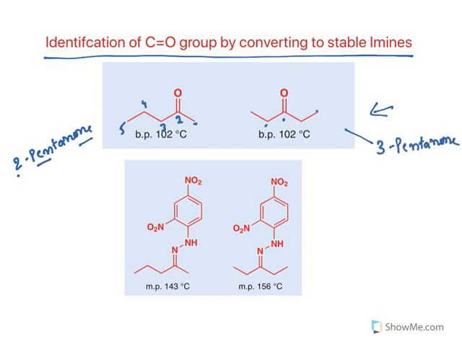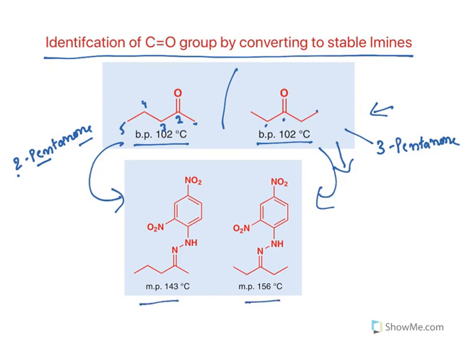Look at them. Both are two different compounds, but the boiling points are similar, differing by exactly 1 or 2 degrees. Usually, when the reaction is going on, the final product is ascertained with the help of boiling points. In this case, you cannot determine which one is which compound, but when you convert these carbonyls into 2,4-dinitrophenylhydrazone derivatives, look at the melting points. There is a difference. Melting points are very different. Here it is 143 degrees, whereas it is 156 degrees. Because of this difference, you can easily tell which one is 2-pentanone and which one is 3-pentanone.